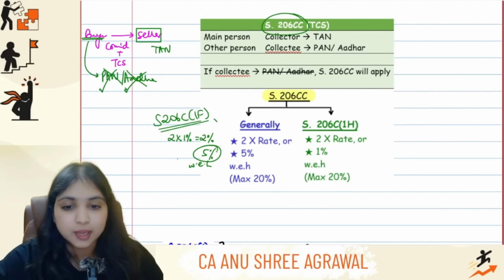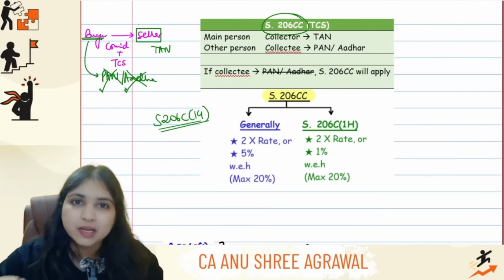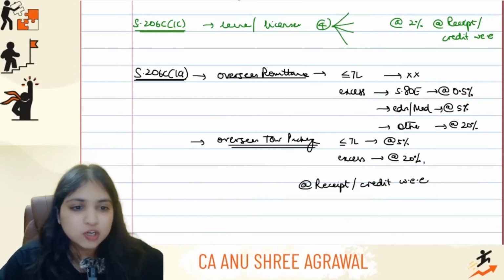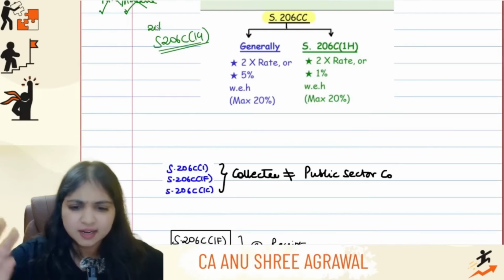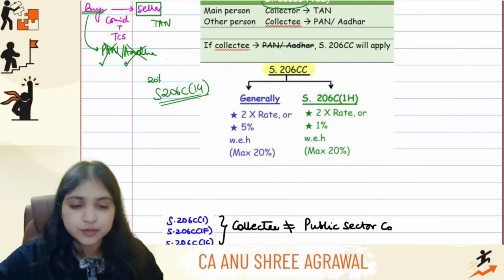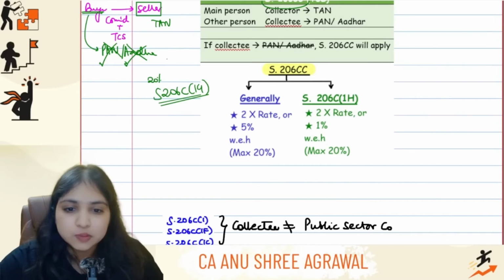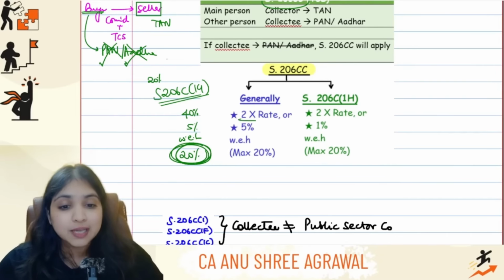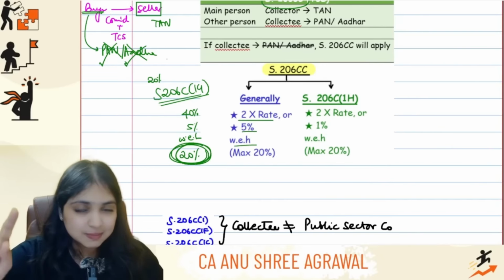I'll tell you why 20%, okay? Because in 206C1G, how will the computation be? Just imagine, let us say 20% TCS rate is applicable. In 206C1G, you have the 20% TCS rate, right? Let's say the 20% TCS rate is applicable and PAN, Aadhaar, none of these two numbers you're furnishing. So 2 times the rate, 2 times of 20% will become 40%. 40% or 5%, whichever is higher will be 40%. It will be too high. So that is why we are restricting it. We are putting a cap over here that in any case TCS should not exceed 20%. Okay. So 2 times the rate or 5%, whichever is higher, but maximum 20%.